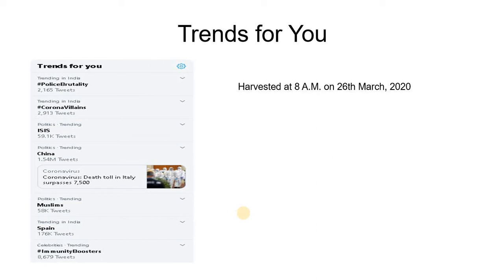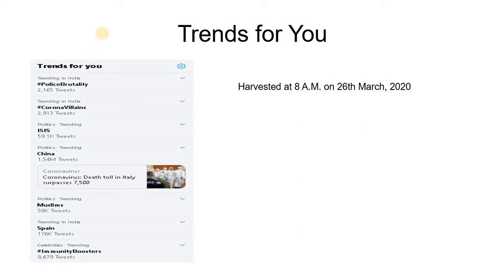These are the trends for you that I have harvested at 8 a.m. on 26th of March 2020. You have these things: police brutality, then coronavirus or corona villains, ISIS, China, Muslim, Spain, immunity boosters, and all these things. You can see most of it is related to corona itself, the lockdown. Some people are talking about police brutality because of the curfew conditions. People are becoming, or the police is becoming, stern and strict with the people. So corona villains, probably those people who are stepping out during the curfew times.